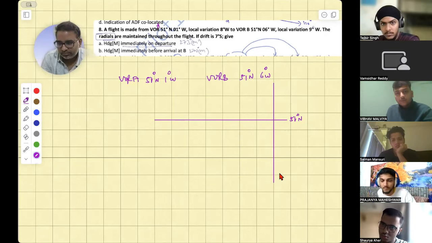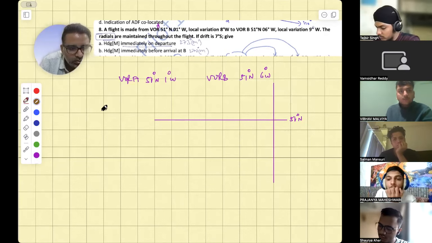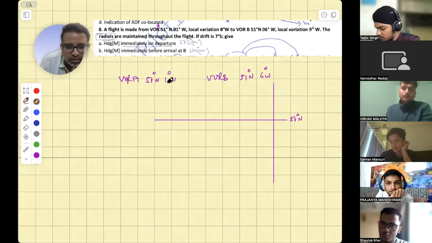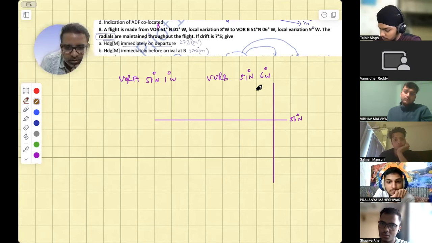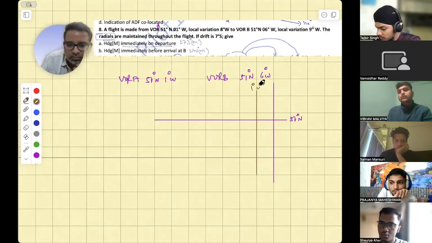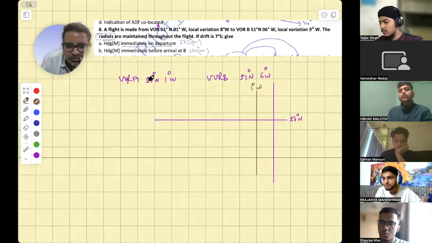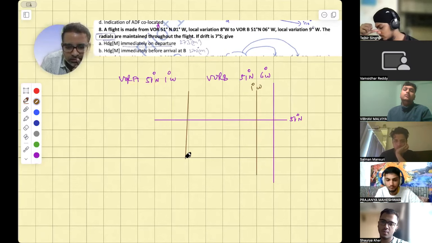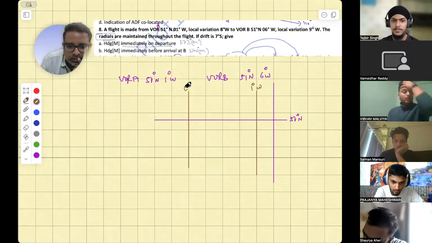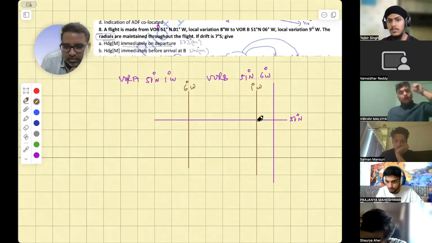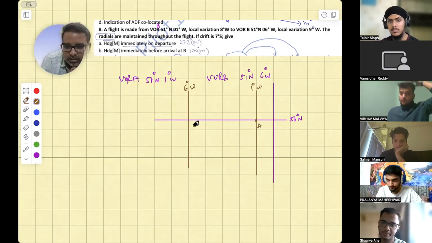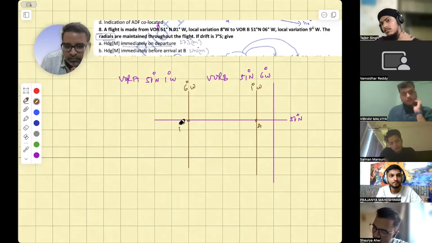Do you understand? Now, where is VOR 1? On 51 degrees north at 1 degree west. VOR B is at 6 degrees west. This is VOR A. This is VOR B.